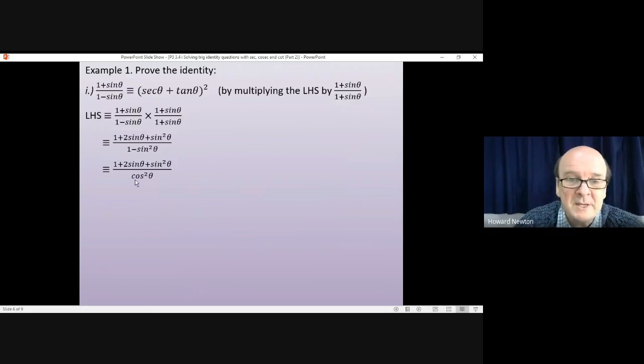Having done that, it's now easy to divide out the fraction. So we'll get 1 divided by cos squared, that's sec squared theta.